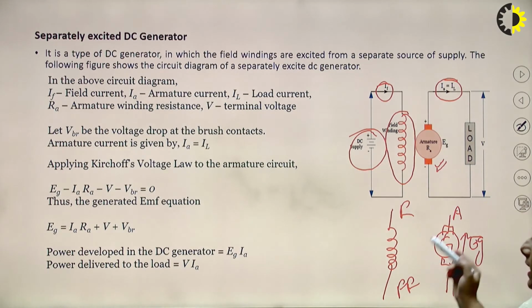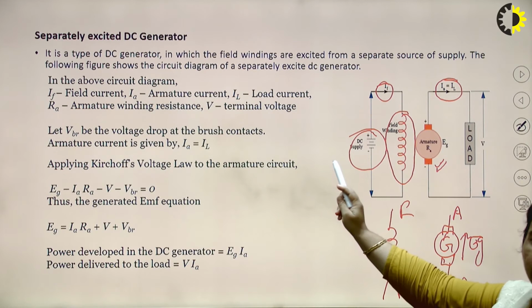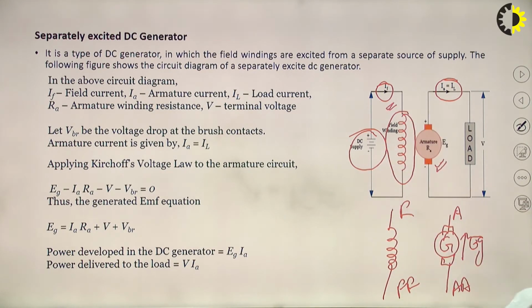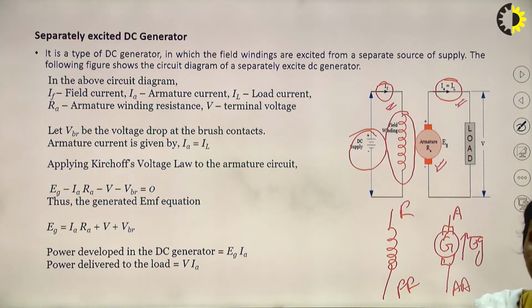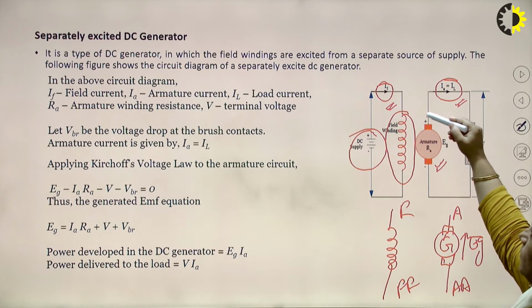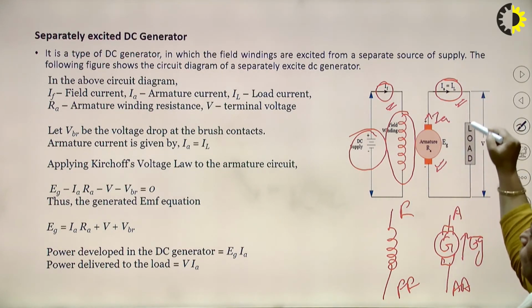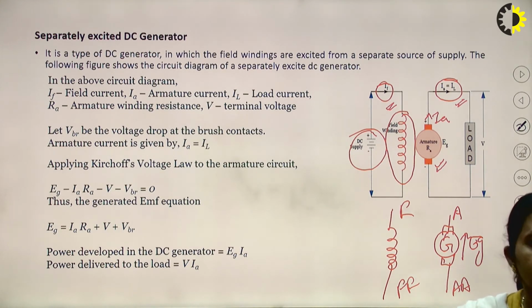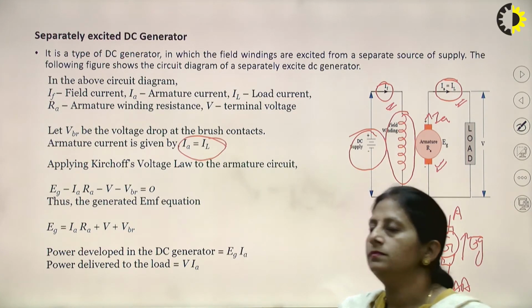In a separately excited generator, obviously the field windings are separately excited by a DC supply. Field current, we have just seen. Now, what about the armature? Obviously, this armature is connected to the external load. Then only will I have the load current, IL. It can be seen that the armature current over here would be equal to the load current in this particular circuit. So, the current relation holds good as IA is equal to IL.